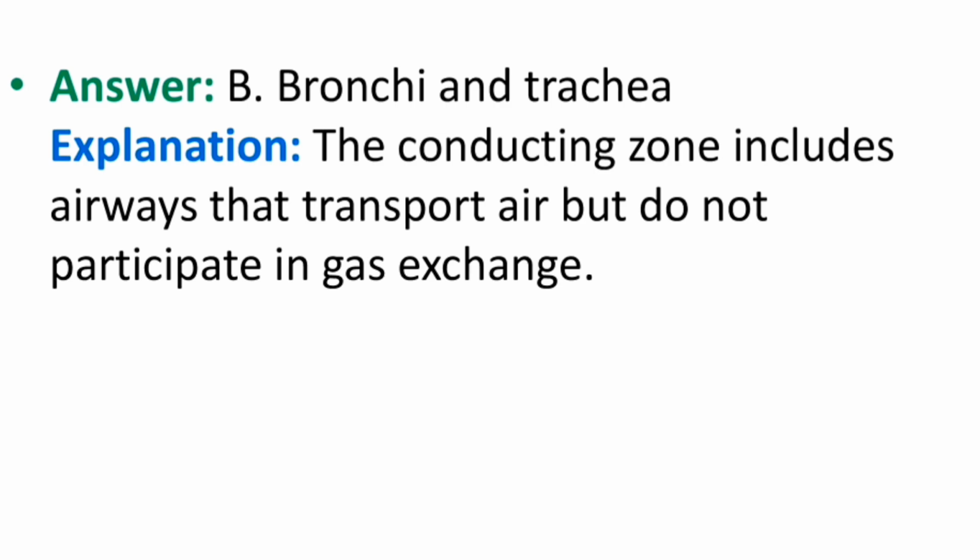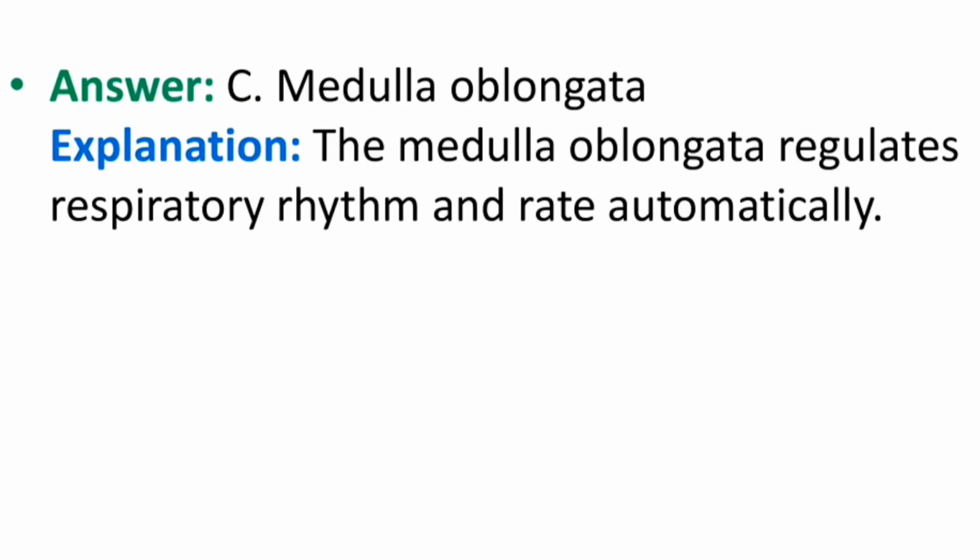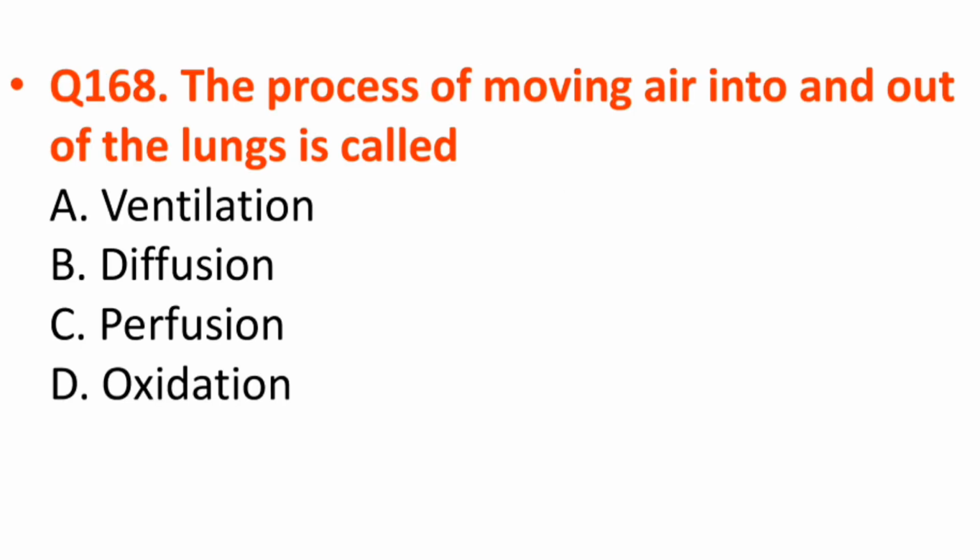The next question. The respiratory center is located in the option A cerebellum, option B cerebrum, option C medulla oblongata, option D thalamus. The correct answer is option C, medulla oblongata. The medulla oblongata regulates respiratory rhythm and rate automatically.